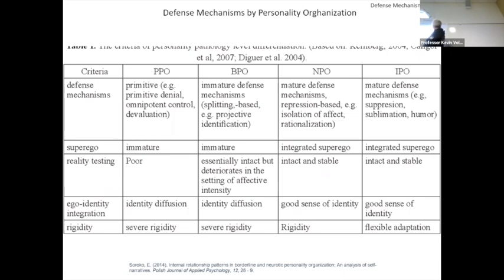Wait a minute, I'm sorry. I meant to say borderline personality organization. Narcissistic personality organization, not neurotic, narcissistic. Sorry about that. And then this is neurotic, which means normal in Freudian language. Okay?